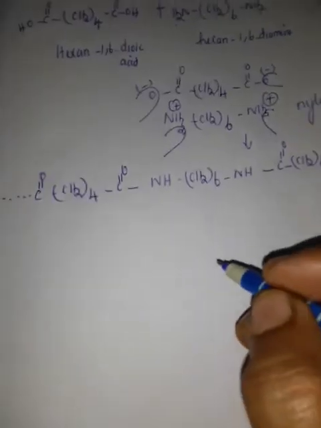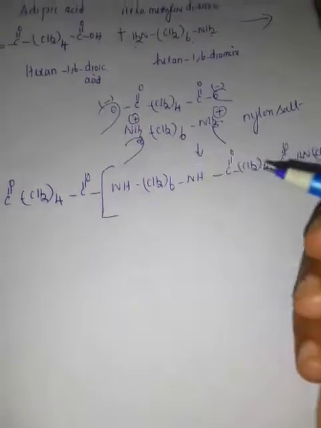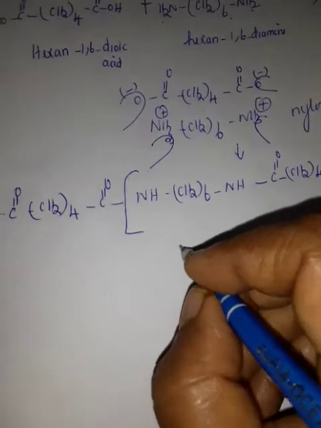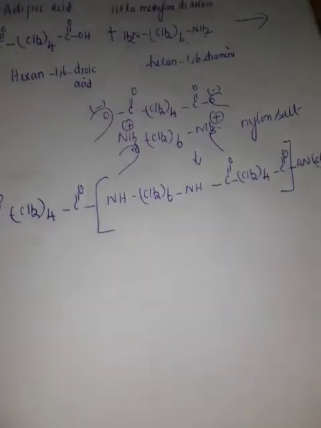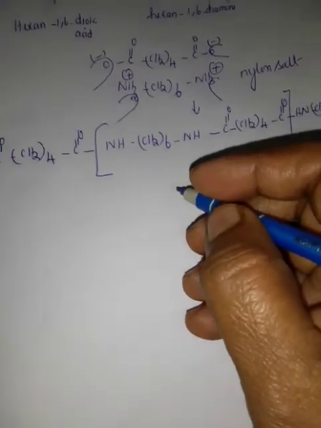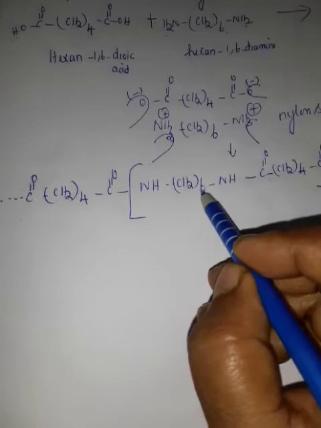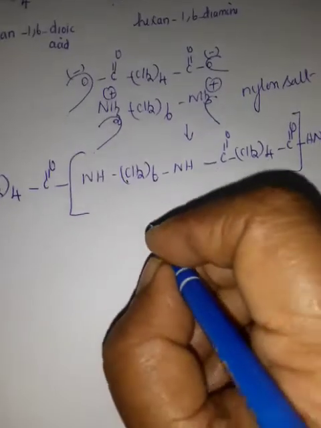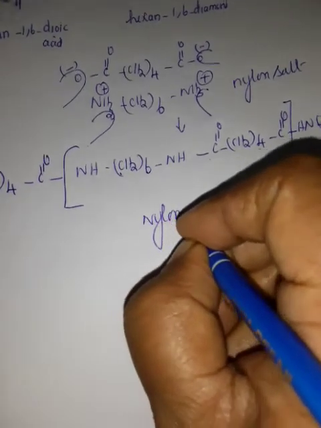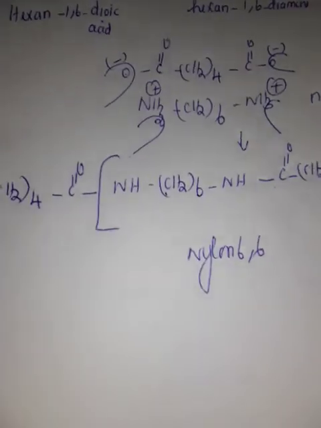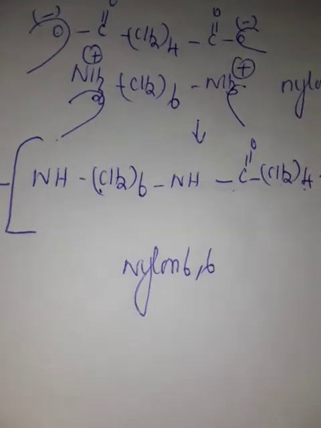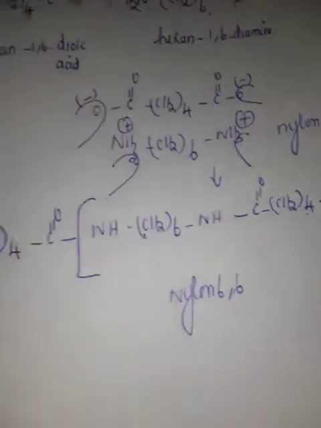Likewise this is repeated. So the repeating process is repeated many times. Here see 6 carbon atoms, here also 4 plus 2 is 6. So this is nylon 6,6. It has high mechanical strength, good stability, and is rigid.